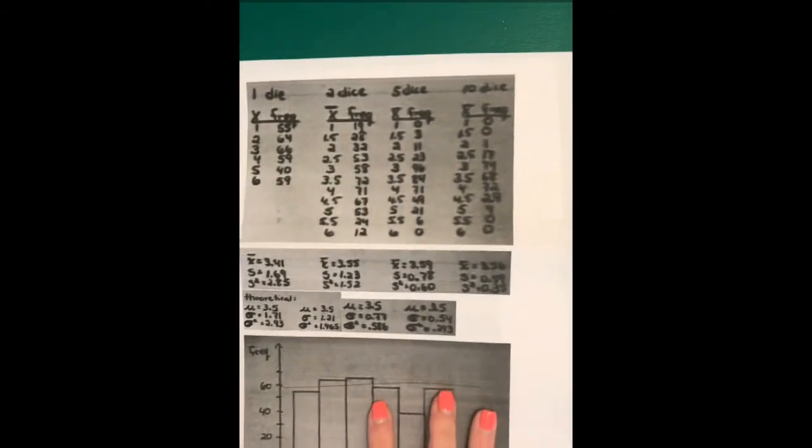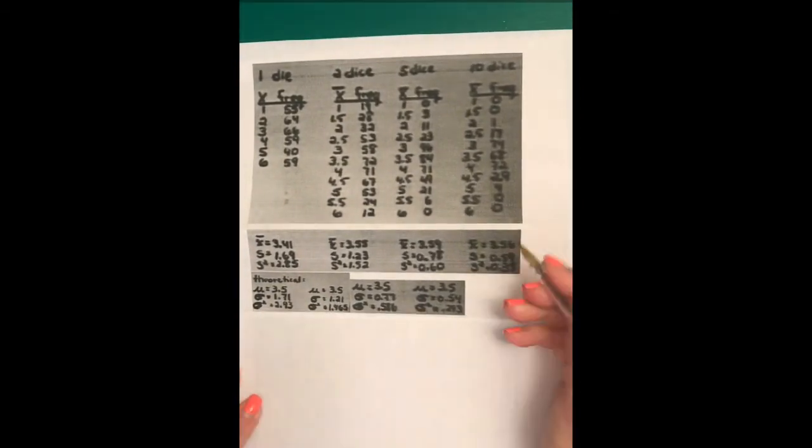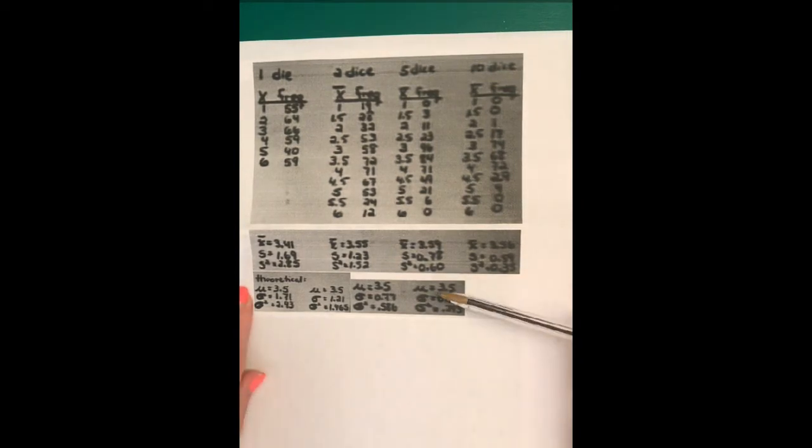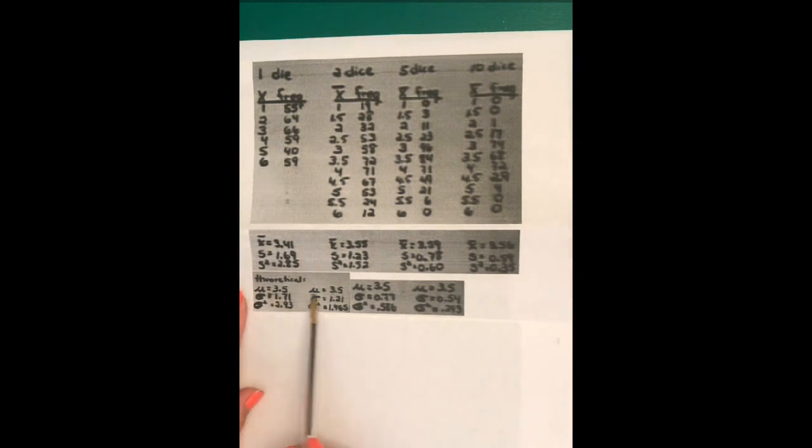Now, if we go back up here, something I wanted to point out was right here, this section, the theoretical, and we will learn how to calculate the theoretical in this chapter, in the central limit theorem chapter. What I want you to notice is the theoretical means are the same. They don't change. Again, the standard deviations, as the number of samples increases, the standard deviation decreases, and the same for the variance.